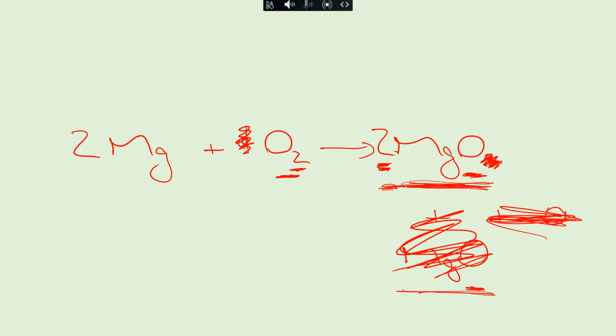That is now a balanced chemical equation. Anything on the left of the arrow is present somewhere on the right of the arrow. So I start with 2 magnesium atoms and I finish with 2 magnesium atoms. I start with 2 atoms of oxygen and I finish with 2 atoms of oxygen. So I haven't tried to create or destroy matter, it is balanced. So that equation is now correct.